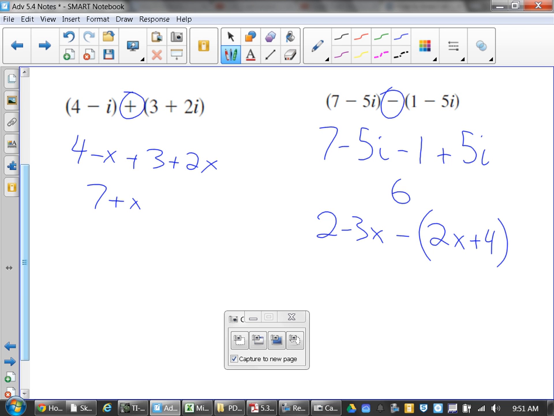Now the weird one, how did you possibly get 6? Where did the i go? What's negative 5i plus 5i? Nothing. What's 7 minus 1? 6. Like I said, when you're combining like terms with an i, with an imaginary number, treat it exactly like you would as if it was a variable. If it was negative 5x plus 5x, it would be 0. That's it.